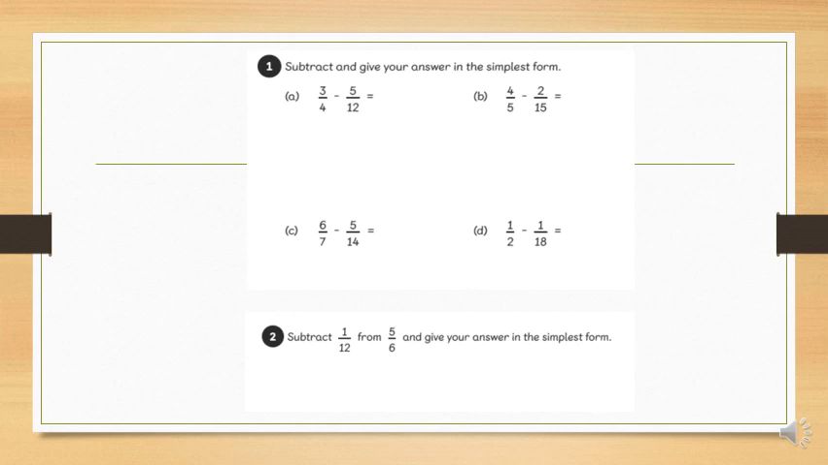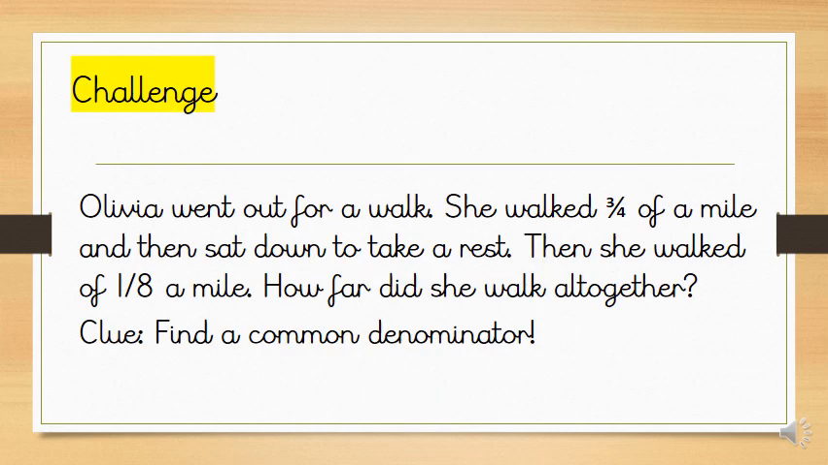And finally, your challenge. You've got a word problem, and it says Olivia went out for a walk. She walked 3/4 of a mile and then sat down to take a rest. Then she walked 1/8 of a mile. How far did she walk altogether? So altogether, think about what that is telling us to do. Is it telling us to subtract 1/8 from 3/4, or is it telling us to add 1/8 to 3/4? And then write out your sum, 3/4 add 1/8, or 3/4 subtract 1/8, whatever you decide to do. And then your clue, find a common denominator.